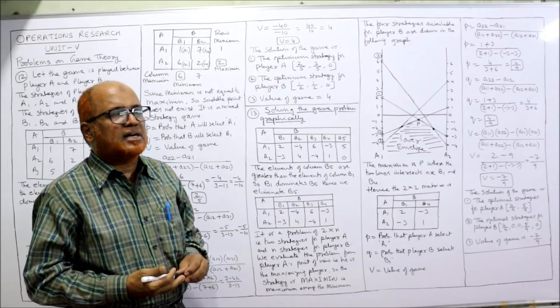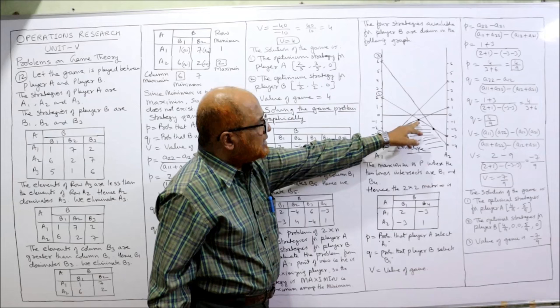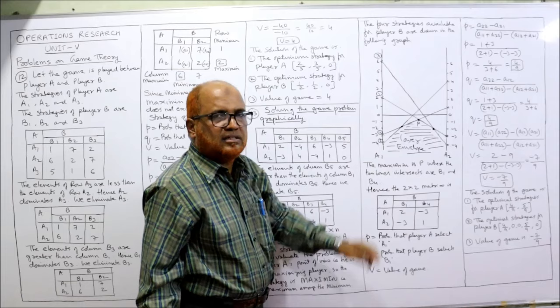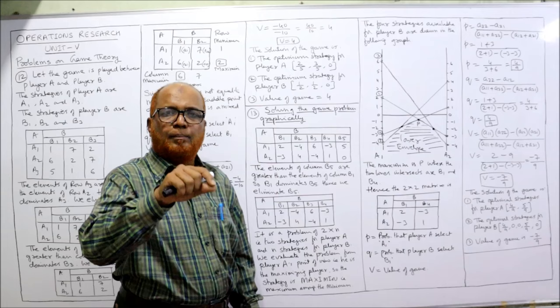Now you have to locate. This line is intersecting 4 and this line is intersecting 1. So the two lines intersecting at the point P are first strategy and fourth strategy. First and fourth. So the maximum is P where the two lines intersect are B1 and B4. So only two strategies we consider, B1 and B4.